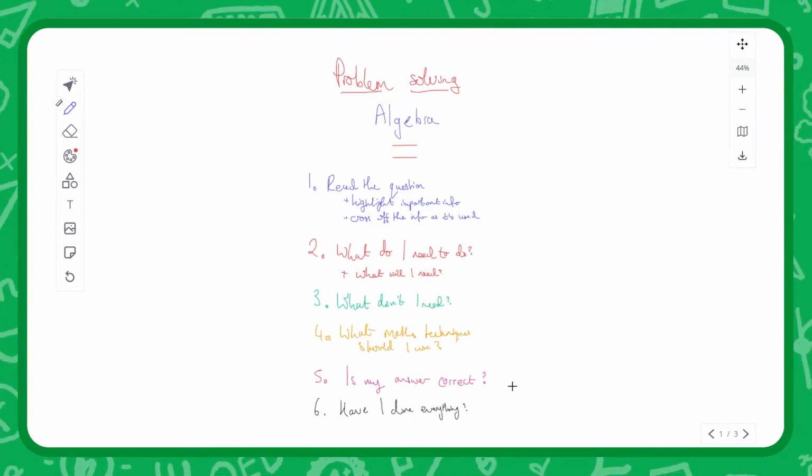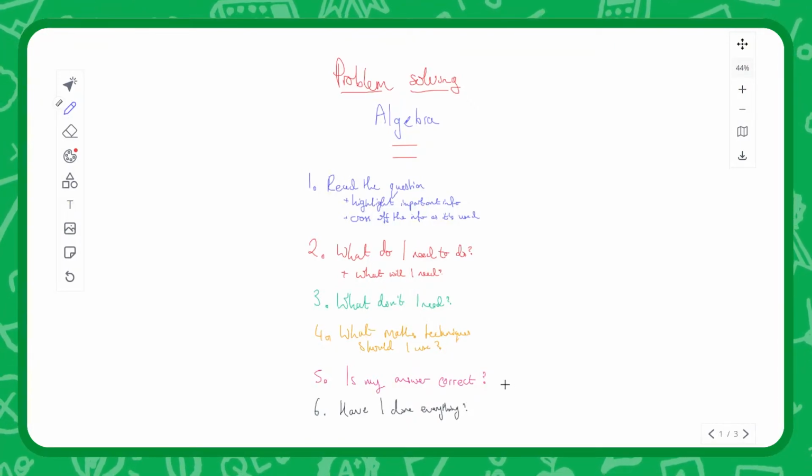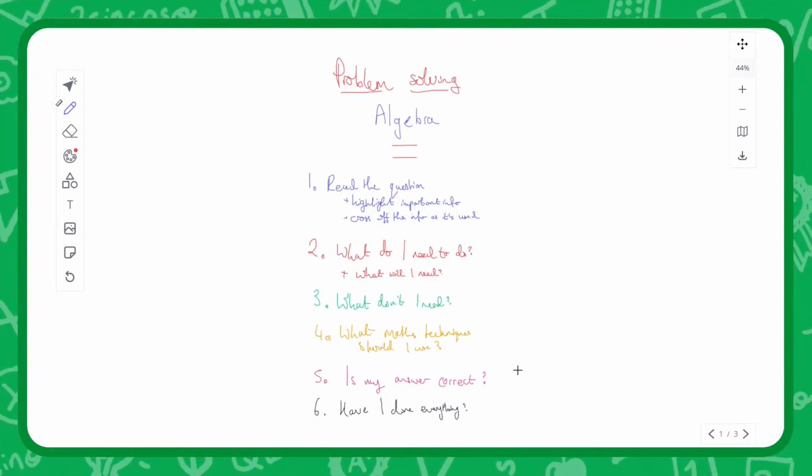Is this answer correct? Which is usually fairly easy to do in algebra because algebra is very easy to reverse engineer. Just substitute answers back into the beginning of the question and see if you get the opening information once again.